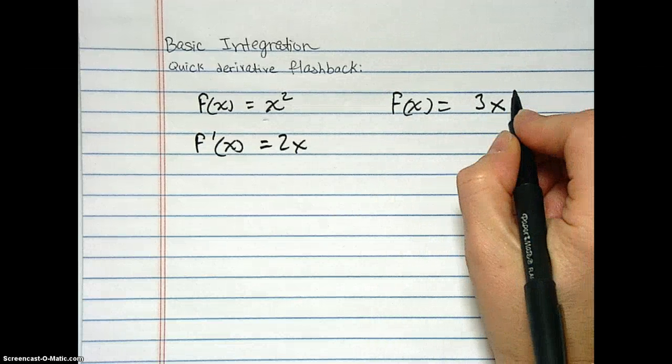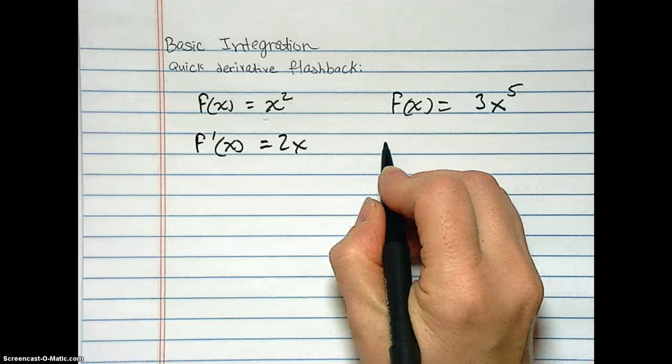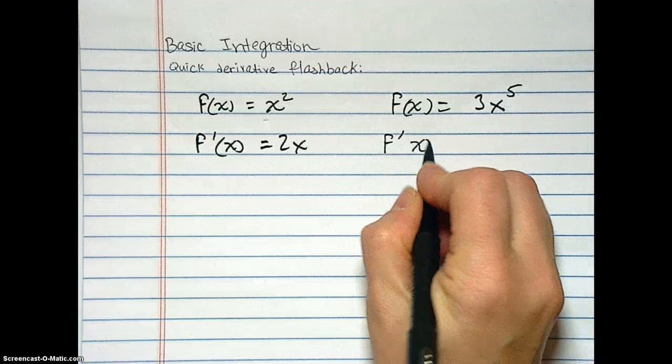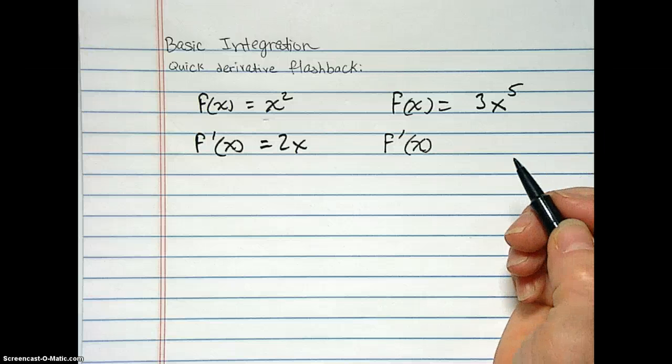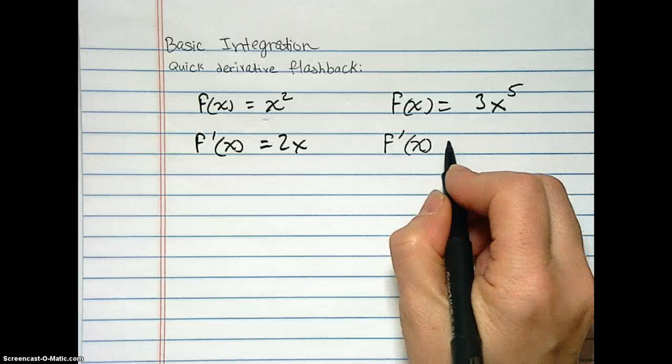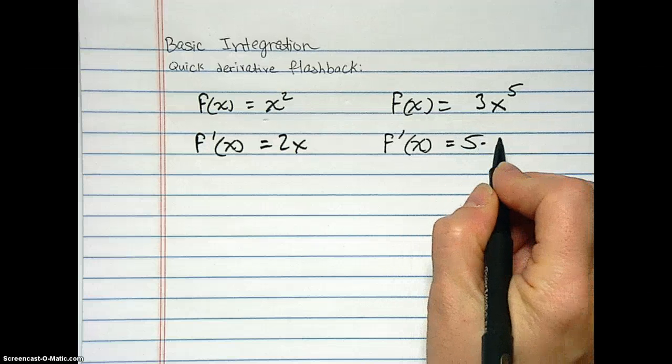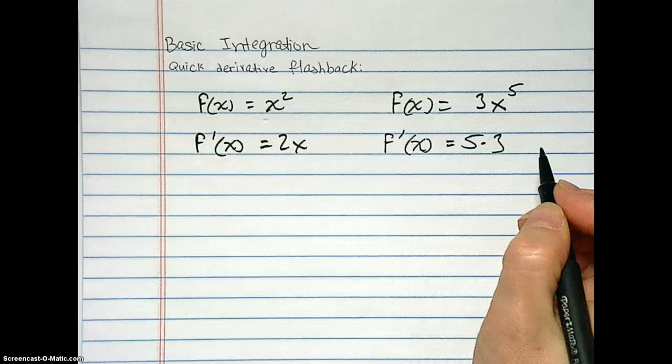If f of x was 3x to the fifth, what was f prime, or what did we do to get f prime of x? Not just what was f of x. You'd multiply 5 times 3. Where did the 5 come from? Why did we do that? From the exponent.